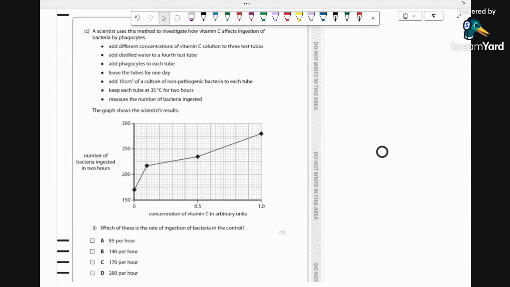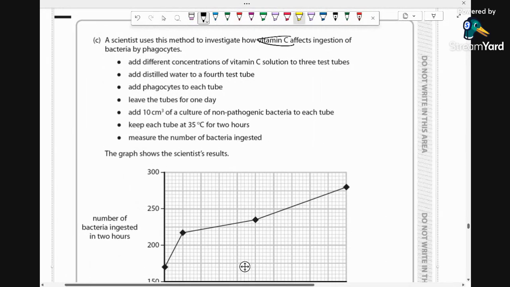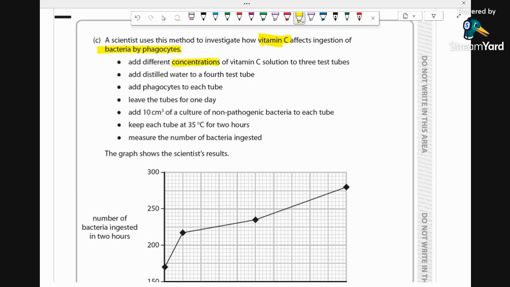So pretty good. Right, a scientist uses this method to investigate how vitamin C affects ingestion of bacteria by phagocytes. Different concentrations of vitamin C, add distilled water to a 1/4, so that's absolutely a control. So that's basically no vitamin C. So it's a control experiment. Not a control variable, it's a control experiment, which I talked about in class. We add phagocytes.